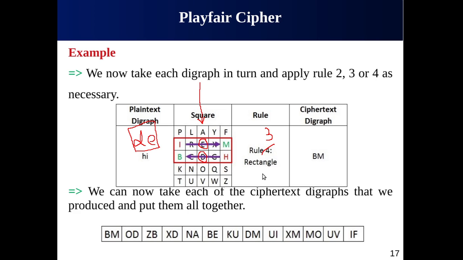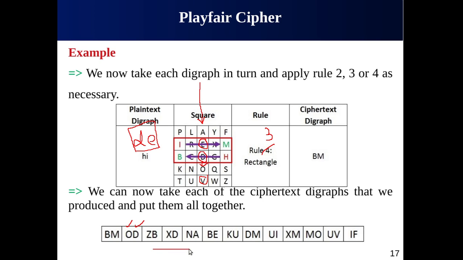What is rule number 3? According to rule number 3, if the plain text letters fall in the same column, then replace them with the letter immediately below them. D will be replaced by O, and E will be replaced by D. That is the rule. If a letter is here, then it will be replaced by the letter above it. Okay, so now we need to encrypt D and E. They are in the same column. Rule number 3: D will be replaced by O and E will be replaced by D.